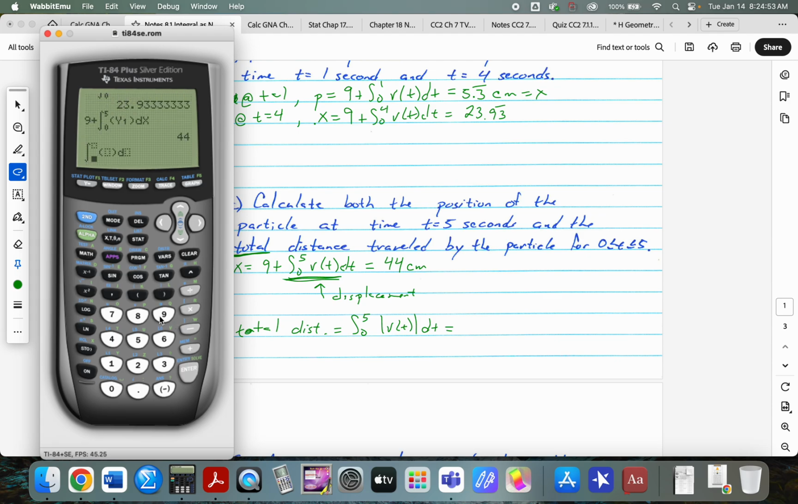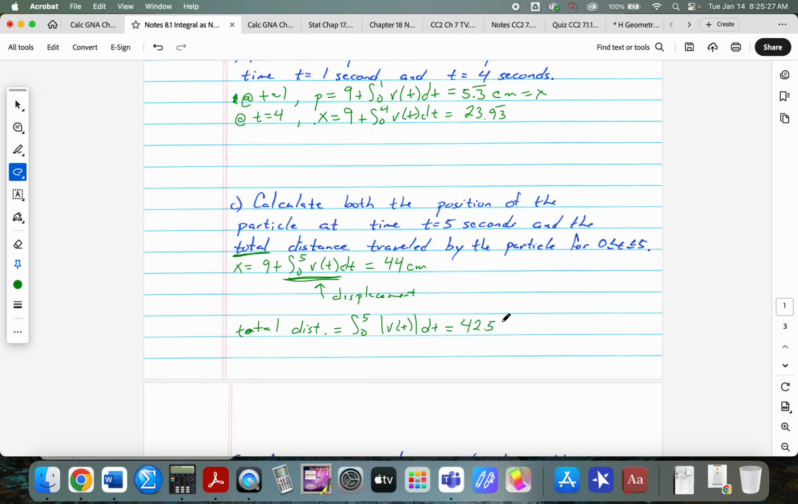So Math 9 from 0 to 5. The easiest place, I think, to find the absolute value is in the catalog. There's other places you can find it, but it's the very first one on the catalog. And then I want to put y1 in there. And it's 42.587. Because it moved to the left first and then it moved to the right.